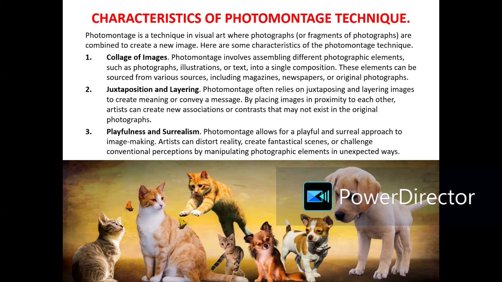2. Juxtaposition and layering. Photomontage often relies on juxtaposing and layering images to create meaning or convey a message. By placing images in proximity to each other, artists can create new associations or contrasts that may not exist in the original photographs. 3. Playfulness and surrealism. Photomontage allows for a playful and surreal approach to image making. Artists can distort reality, create fantastical scenes, or challenge conventional perceptions by manipulating photographic elements in unexpected ways.